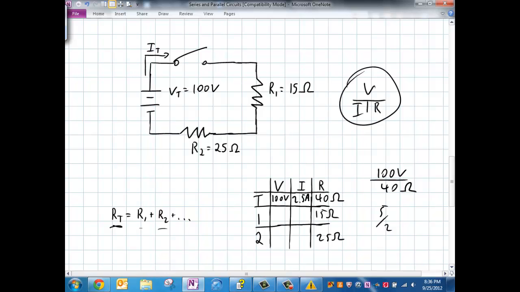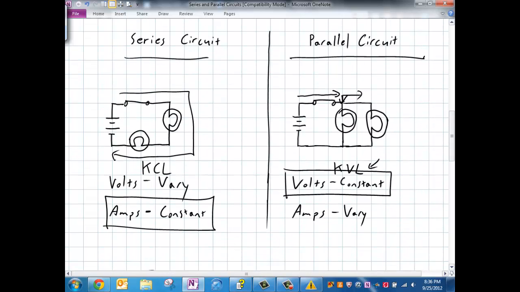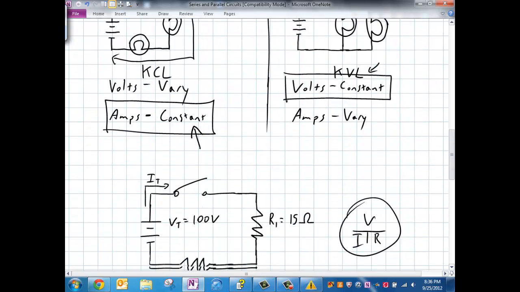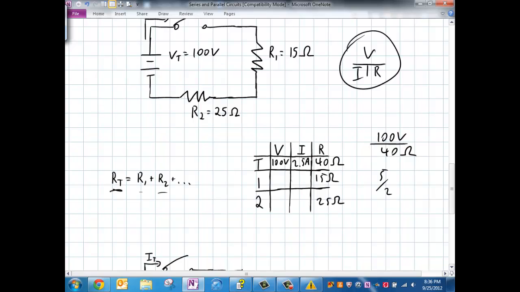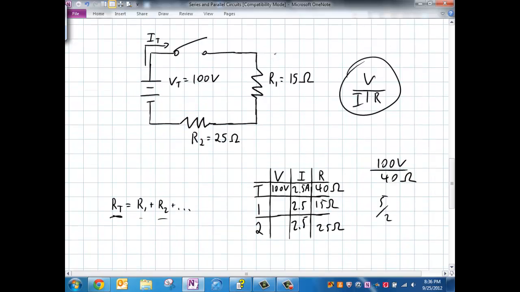Now, in a series circuit, the amps are constant. So I already have the answers for my amps at 1 and 2. What that's saying, so we're on the same page, is that at this point right here, there's 2.5 amps of current flow. At this point, there's 2.5 amps of current flow. At any point in the entire circuit, there's always 2.5 amps of current flow.